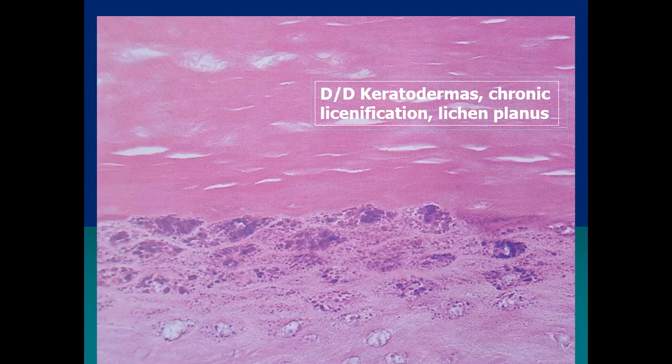So the differential diagnosis of hypergranulosis is almost the same as the differential diagnosis of hyperkeratosis. That is, the keratodermas, lichenification, ichthyosis, and one of the typical skin conditions known as lichen planus. So in lichen planus, there is focal hyperkeratosis and hypergranulosis, but it will not be a diffuse hypergranulosis.